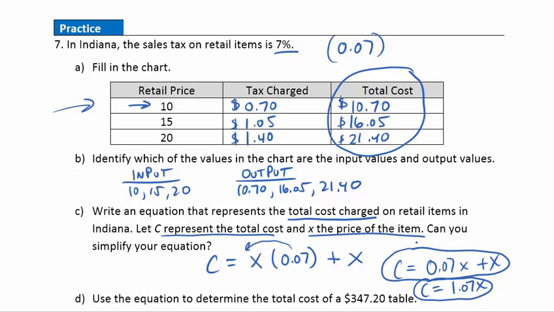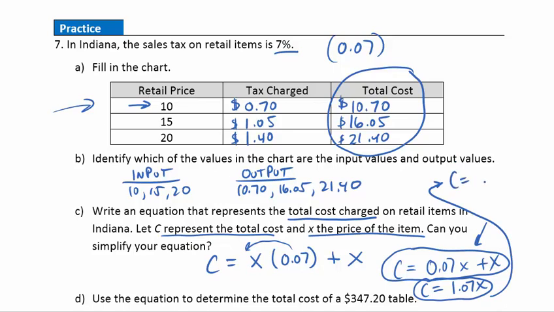Okay, question D, use the equation to determine the total cost for a $347.20 table. Since most of you probably use this equation, that's the one that I will use here to calculate this. And I'm going to come up here where I have a little bit of room on the side to do this.